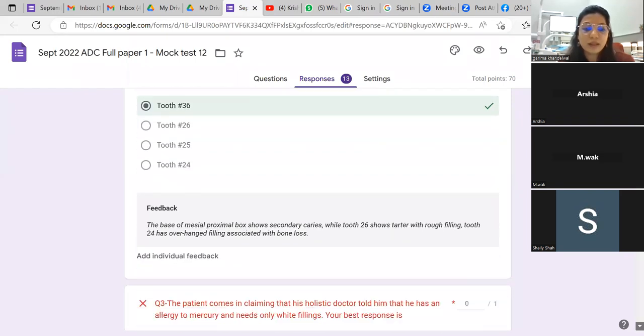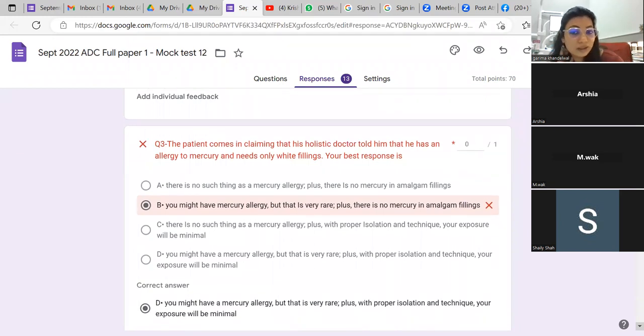Straightforward question. The patient comes in claiming that his holistic doctor told him that he has an allergy to mercury and needs only white fillings. Your best response is, as I was explaining, there are naturopaths and holistic doctors who will all go against mercury and present their own scientific evidence and literature. In that scenario, you should never start convincing the patient, even in the exam or in clinical practice. You should present them with facts, give your literature and evidence-based studies, stating that amalgam is a 150-year-old material that has been used in dentistry. You present facts and then leave the decision to the patient. You cannot refuse if the patient keeps insisting, but you have to give definite information in favor of the right thing. So your best response is option one.